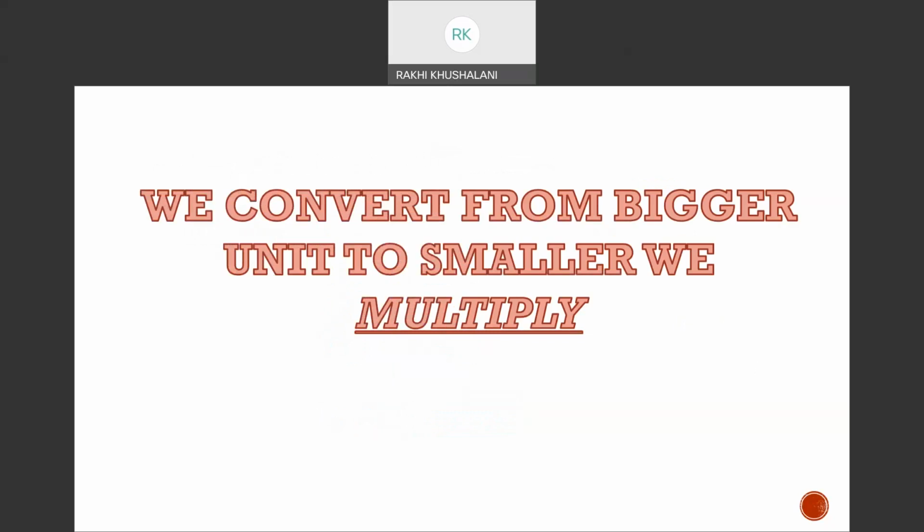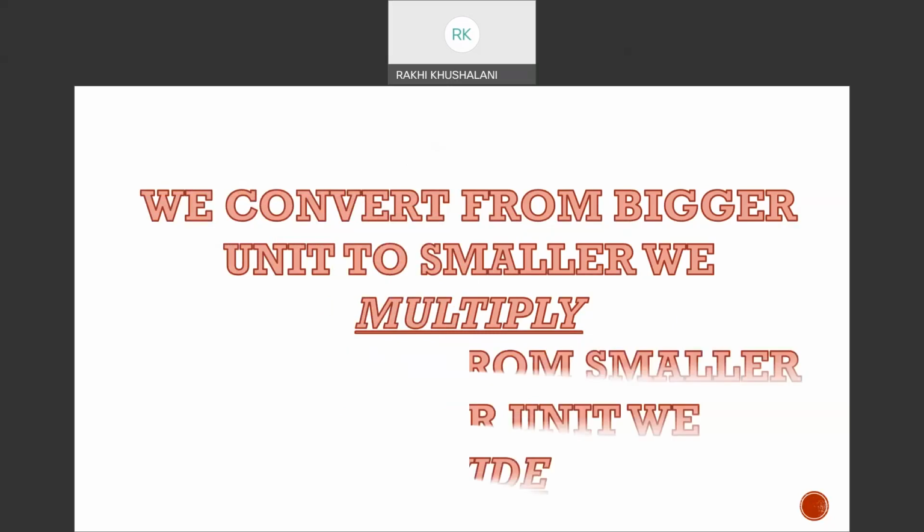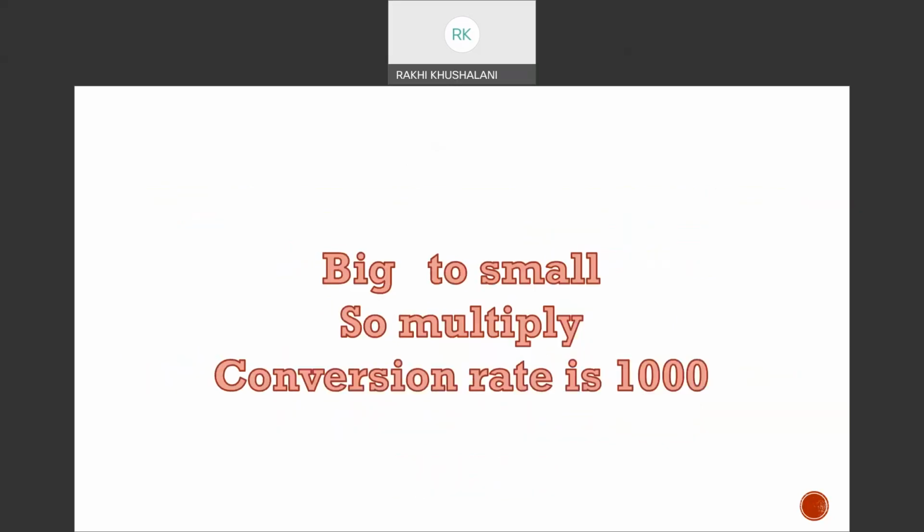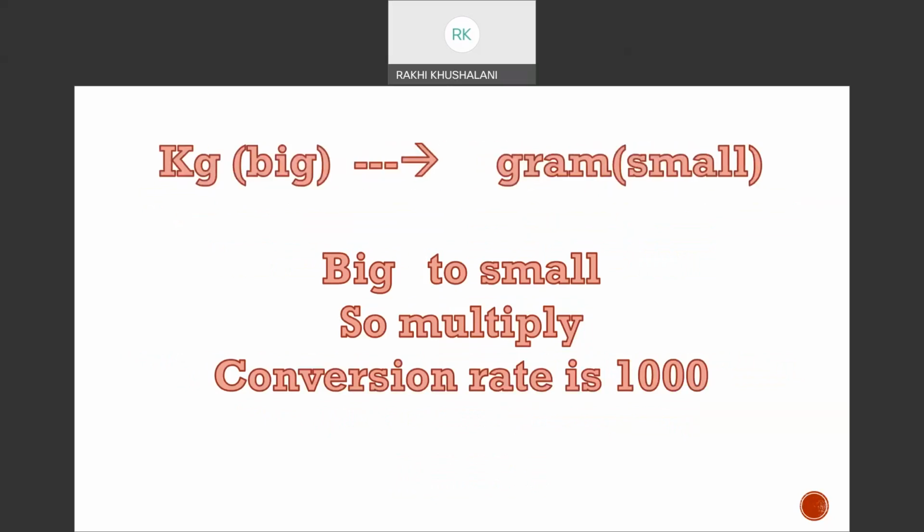We convert from bigger unit to smaller unit, we multiply. We convert from smaller to bigger unit, we divide. Just now we saw, big to small, so multiply. And in this particular case, conversion rate is 1000. Big to small, so multiply. Conversion rate is 1000. That is, kg is big and gram was small. So we did multiply with 1000.